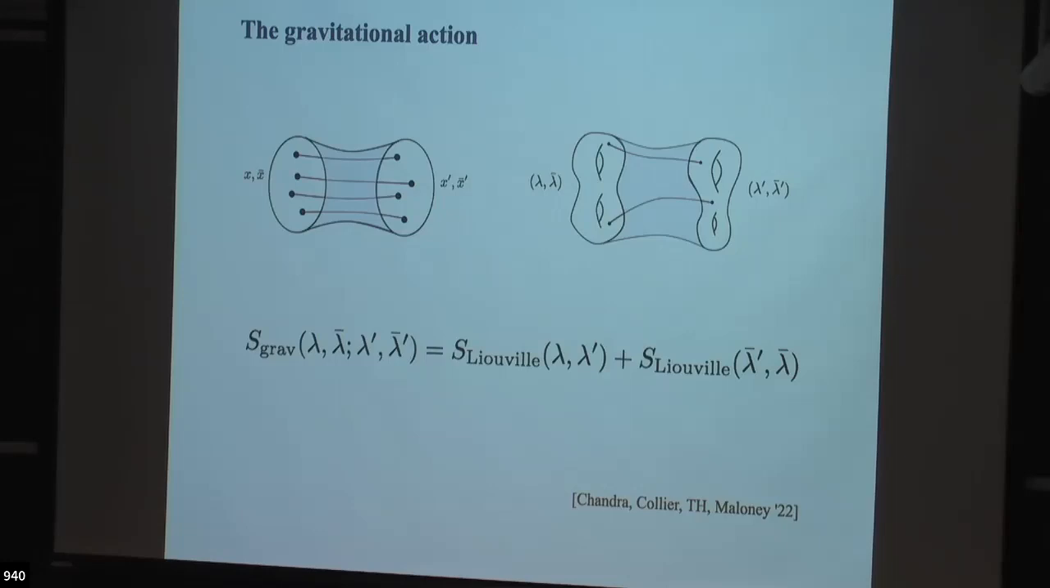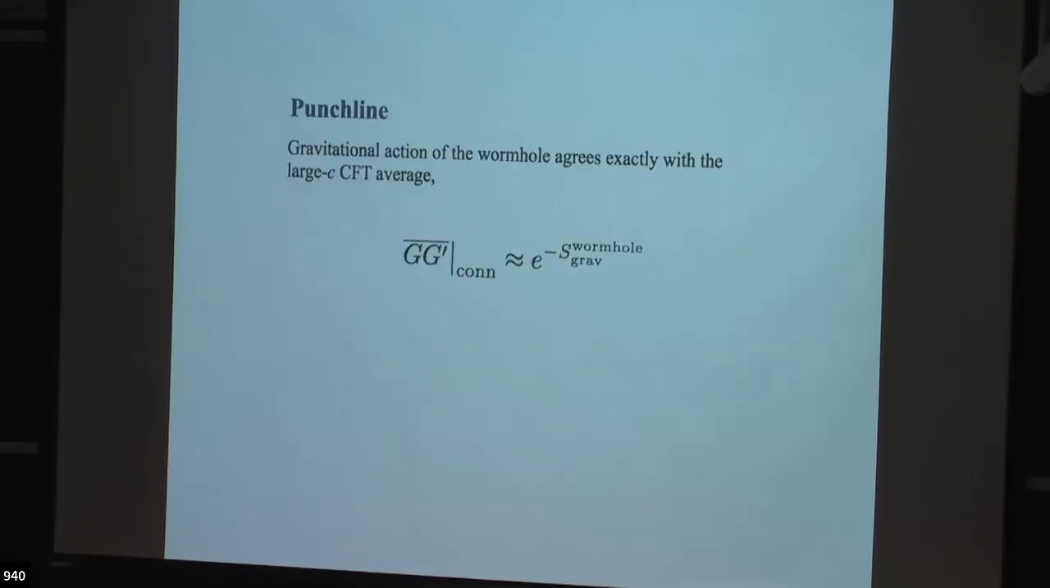Okay, so the gravitational action is related to Liouville. The punchline then is that the gravitational action of the wormhole agrees exactly with the ensemble CFT average. You can calculate these averages in conformal field theory, and that agrees with e to the minus S wormhole. This works for all of the two boundary wormholes with any genus, any number of particles, and we've also matched the one loop corrections around these geometries.